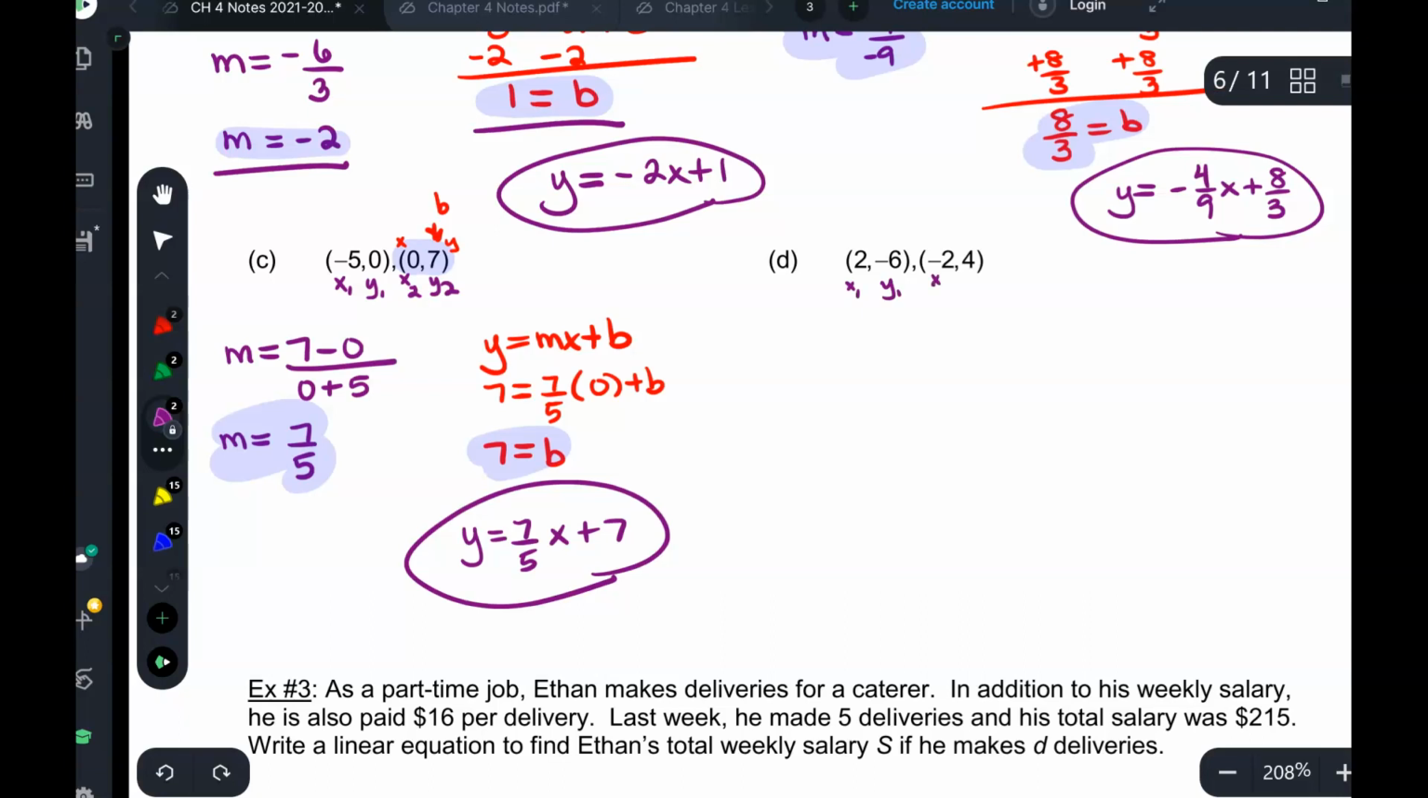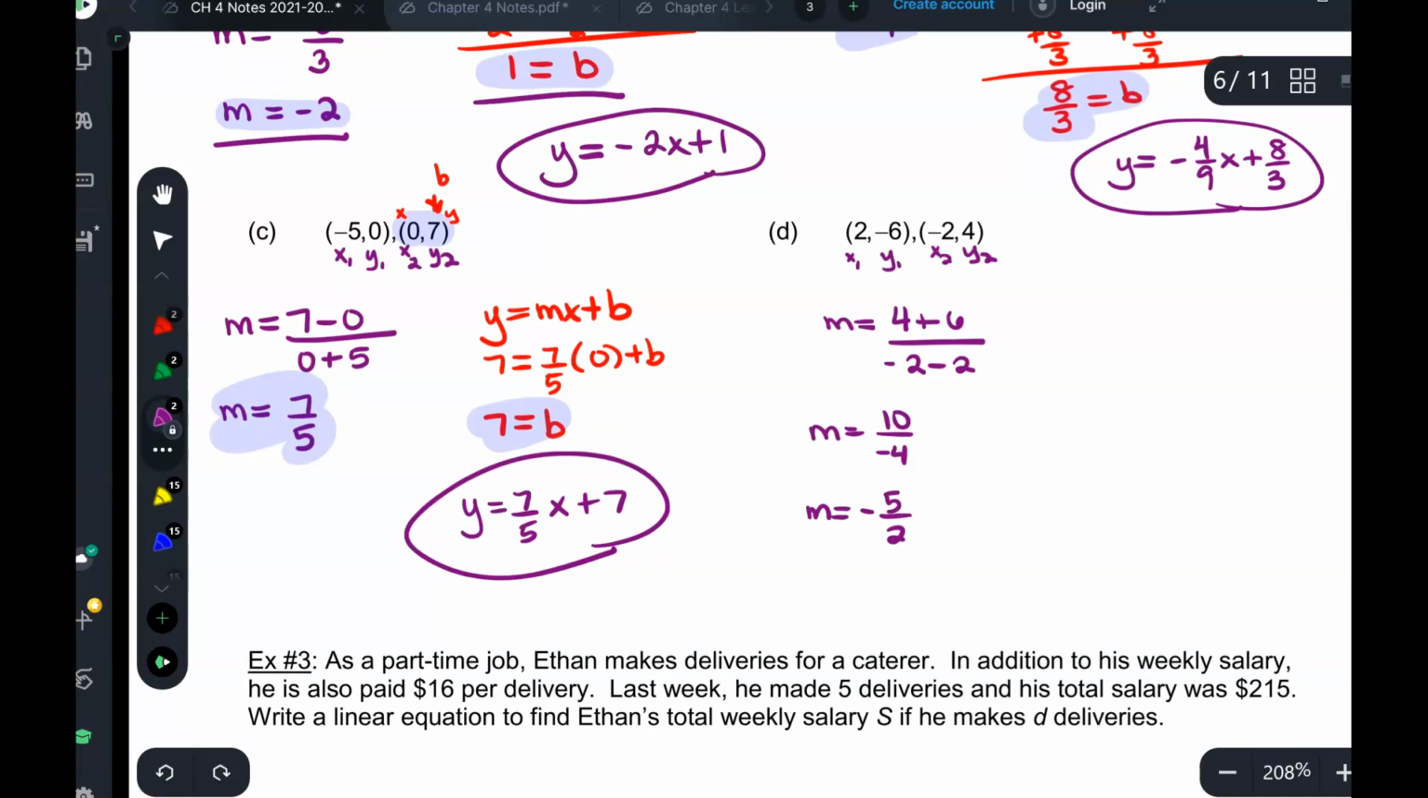Next one, let me just label my points. M equals, okay, so we have y2 minus y1, so that's going to be minus -6, so that's going to make that plus 6. And then -2 minus 2. We get 10 over -4. I'm going to reduce that, so I'm going to make that -5/2. And these points look pretty equivalent. Maybe I'll use the x2, y2 with -5/2.